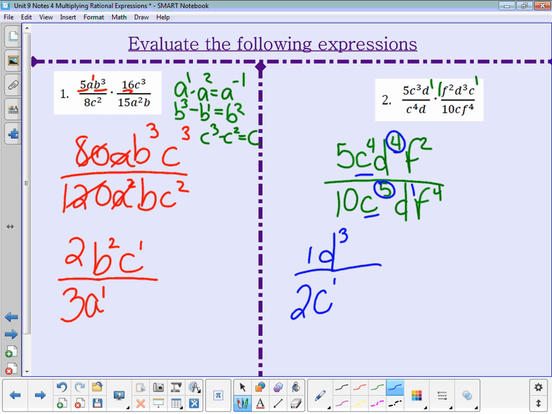Last but not least, f squared divided by f to the fourth. Dividing those expressions, you're going to subtract the exponents. 2 minus 4 is negative 2. The bigger number is on the bottom, so I'm going to keep my f squared on the bottom. So again, if you're getting tripped up on that step specifically, go back and review notes 2 and notes 3, okay, because that's where you get your rules of exponents. That's where you get your simplifying rational expressions.